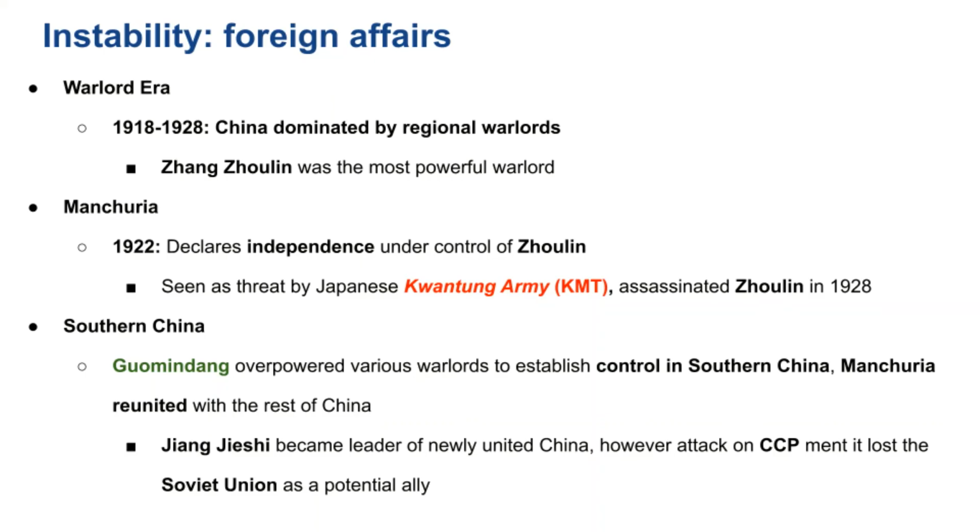There were also three important foreign instabilities. Firstly, the warlord era in China, where China was dominated by regional warlords. Then there was an independent Manchuria, which was seen as a threat by the Japanese army. And then there was southern China, which struggled with unification and ultimately lost the Soviet Union as a potential ally.